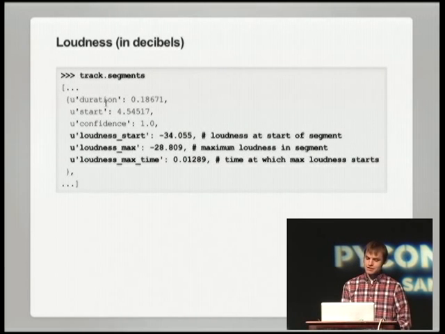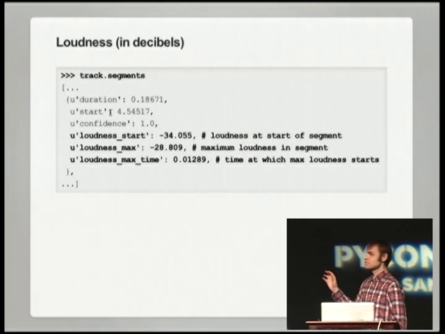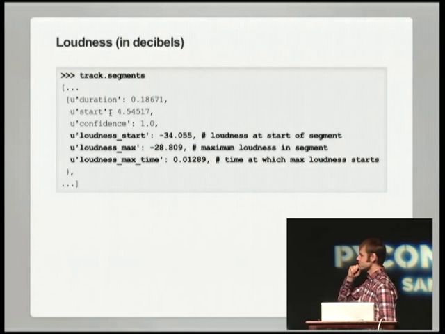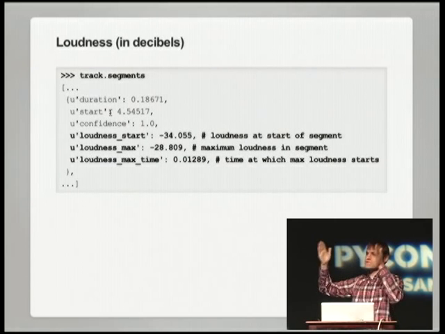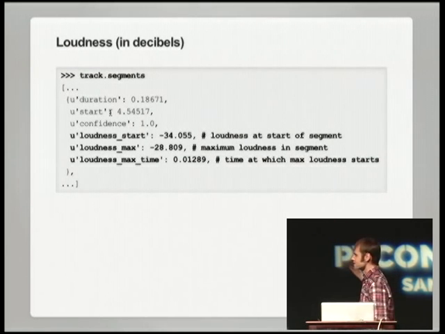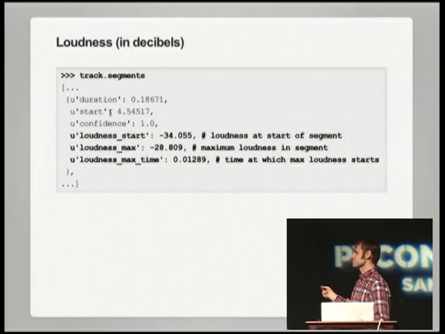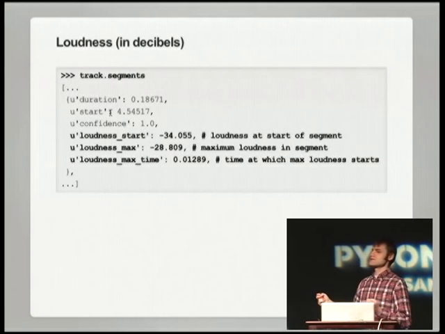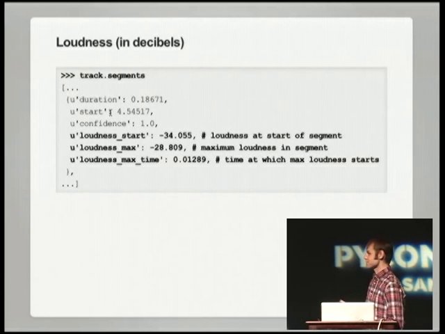Then there's loudness. For every one of those segments that we just looked at, you can get loudness information, three little things here. The loudness in decibels at the start of the segment, the top loudness across the whole segment, so the maximum loudness, and then how far into the segment you have that loudness point. What I personally use this for is to get a sense of the loudness over time. I don't really use it for music transcription.